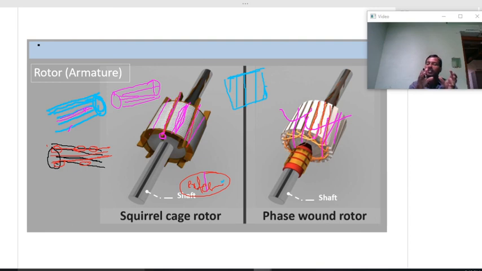So the squirrel cage induction motor is used for constant speed applications such as water pumping. In our household, for pumping water from the sump to the tank, we use a single phase induction motor. In household we have only small size pipes. For large size water pipes, in agriculture, we use another motor, that is the three-phase induction motor, also used for water pumping applications.